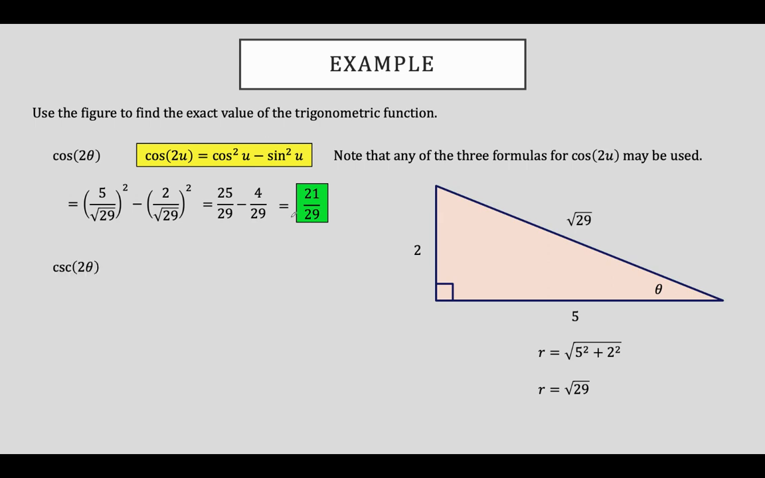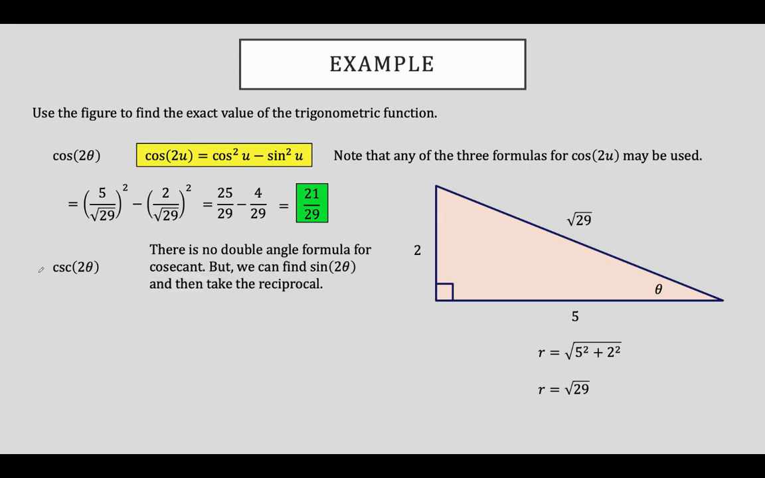Find the cosecant of 2 theta. Now, you might be looking at your double angle formulas, again, double angle formulas because we have a 2 theta here. Well, there is no double angle formula for cosecant. That being said, we know that cosecant of theta is the reciprocal of sine theta. So we can begin by finding the sine of 2 theta. Let's find the sine of 2 theta and then take the reciprocal of that to give us our answer.